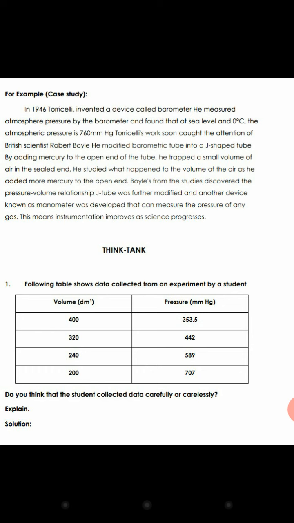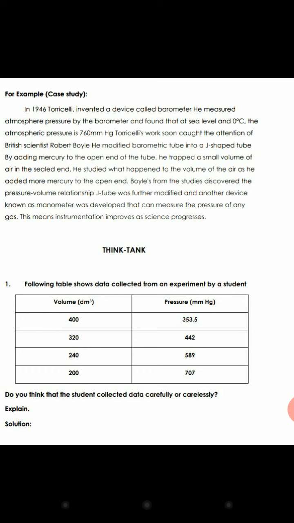This is our question number 16, beta. It is not mentioned here, but this is question number 16 of your book. Torricelli invented a device called the barometer. He measured atmospheric pressure by the barometer and found that at sea level and at 0 degree, the atmospheric pressure is 760 mm of mercury. Torricelli's work caught the attention of the British scientist Robert Boyle, who modified the barometer tube into a J-shaped tube.